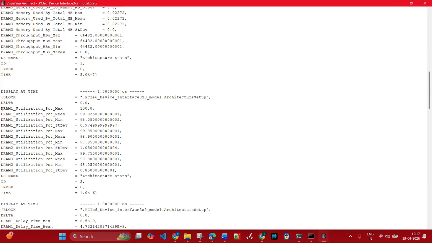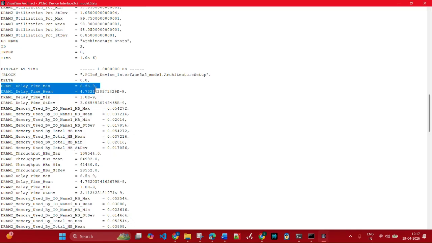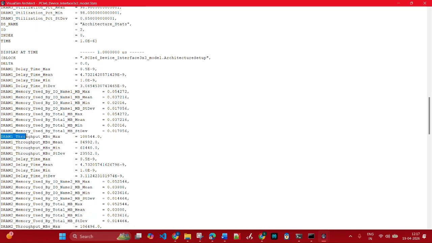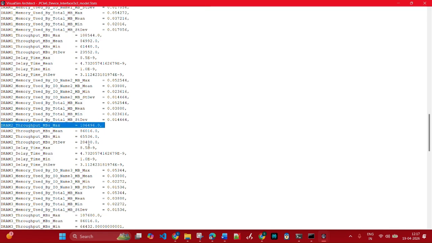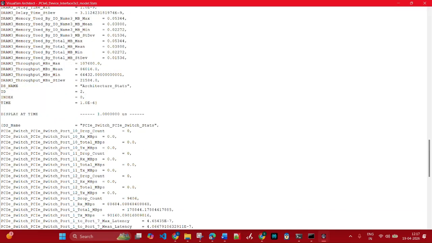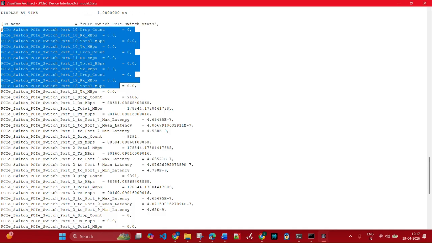So what is my DRAM utilization? It's 100% utilized, since there is no congestion issue and TG1 is always transferring to this one. Similarly, DRAM utilization is this, and my delay time is this much. My throughput here is 108,544 Mbps. Similarly, I'm observing this DRAM throughput, and DRAM 3 also. And here the PCI switches, since I'm using only 1, 2, 3, and 7, 8, 9.